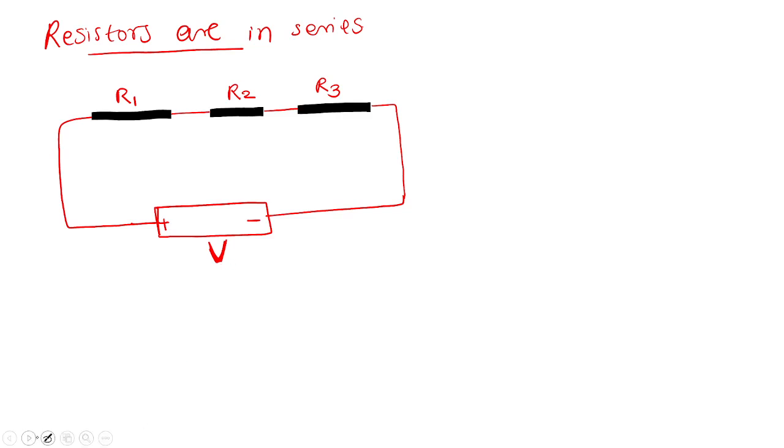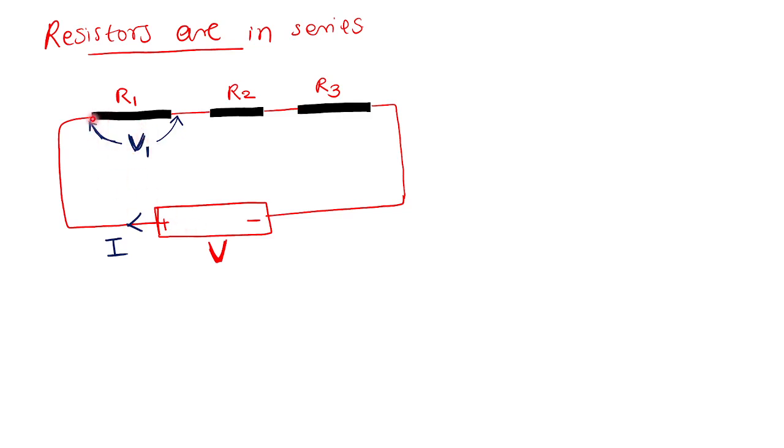So listen, there will be some current, say I, flowing through the resistors. And remember, the potential difference across each resistor can be measured using a device. Let it be V1.